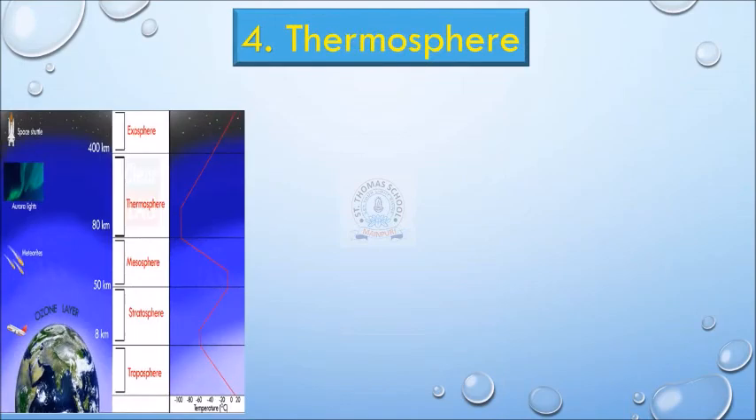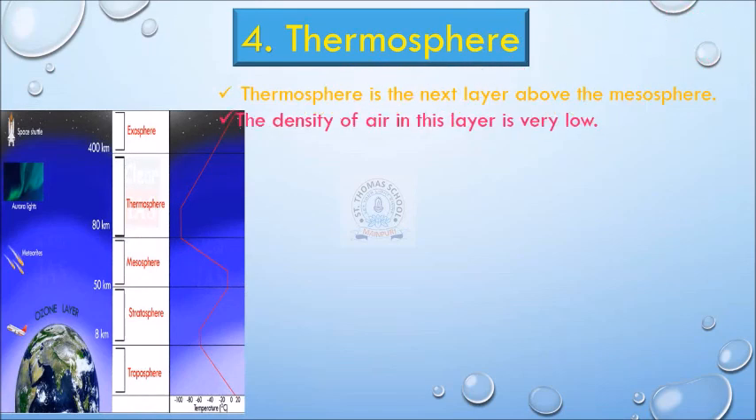And the fourth layer that we are going to learn is the thermosphere. Thermosphere is the next layer above the mesosphere. It extends from 80 to 400 kilometers above the surface of the Earth. The density of air in this layer is very low. This layer is the hottest atmospheric layer.